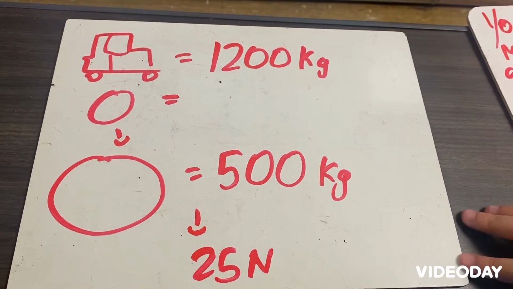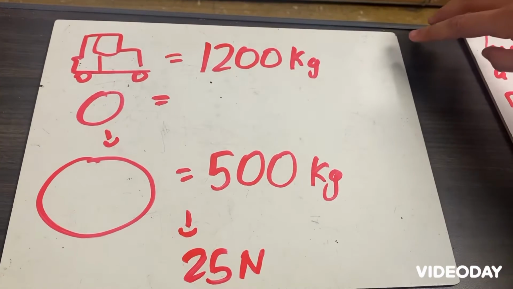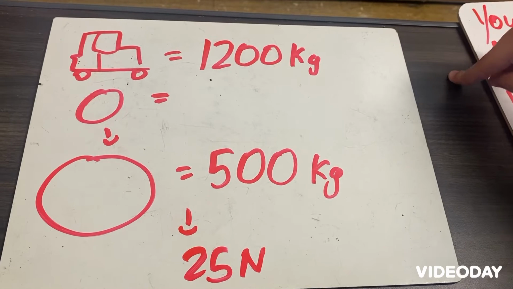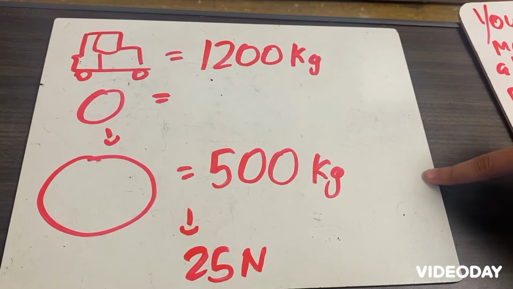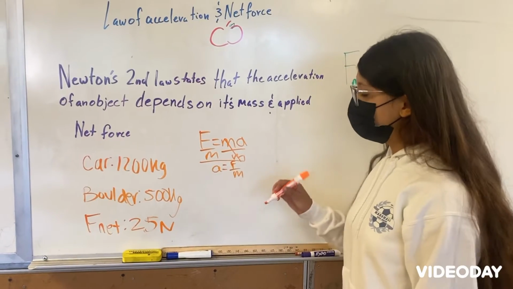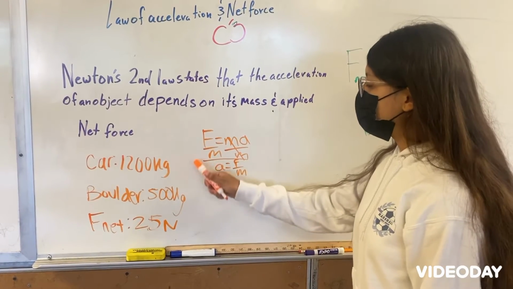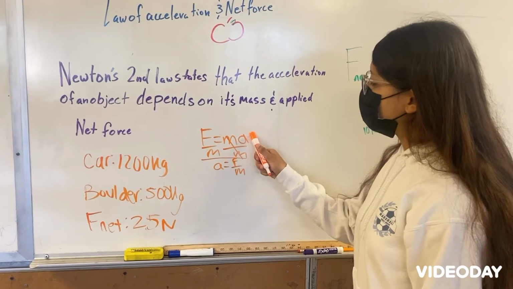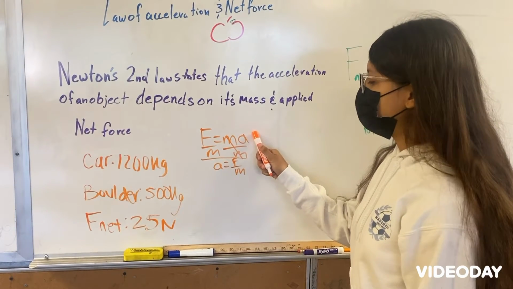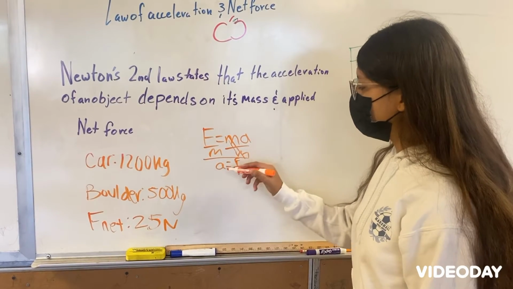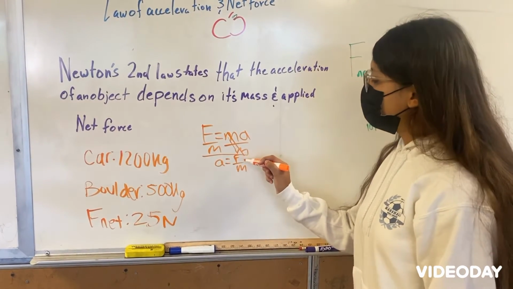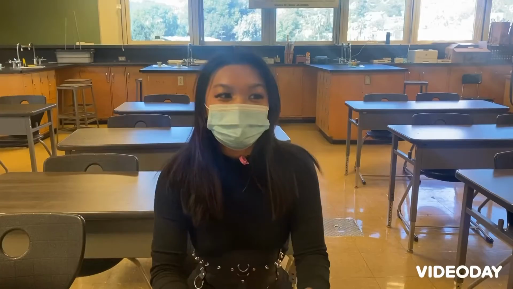So now let's start off writing what we know. So we know that the car weighs 1,200 kilograms and the boulder weighs 500 kilograms, and that they both have a net force of 25 newtons. So now we would plug in what we know to our equation. But first, we have to separate a in order to find acceleration. So you would divide mass by both sides to cancel it out, and you'll get acceleration is equal to net force divided by mass. Oh, I see.